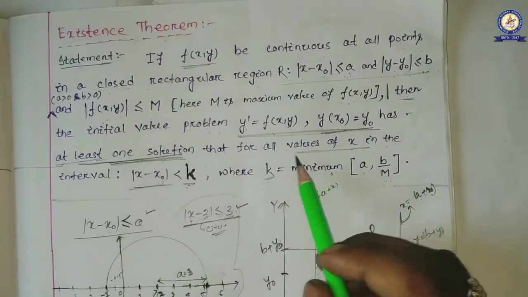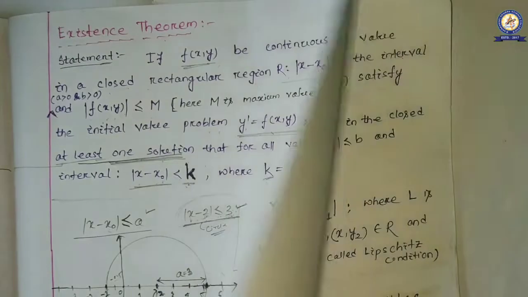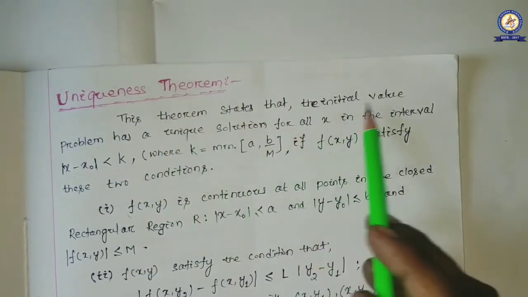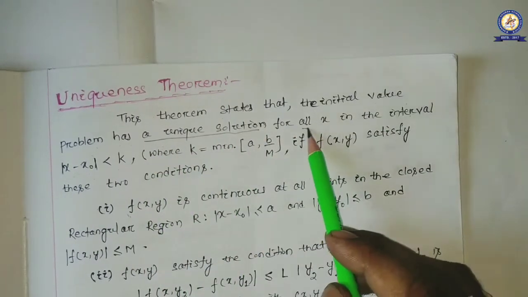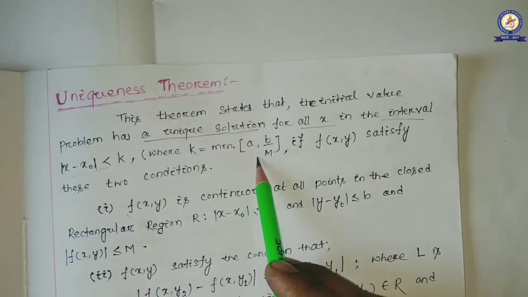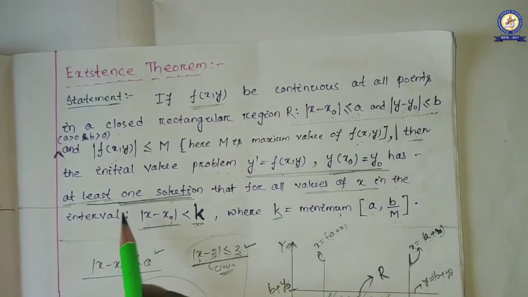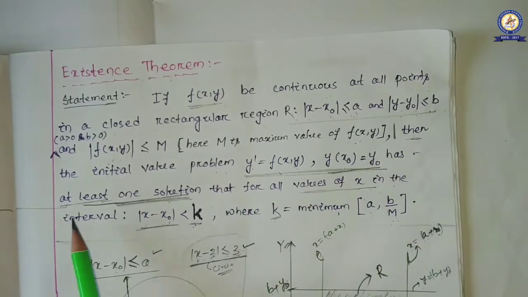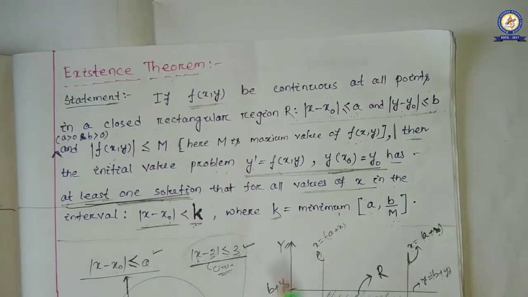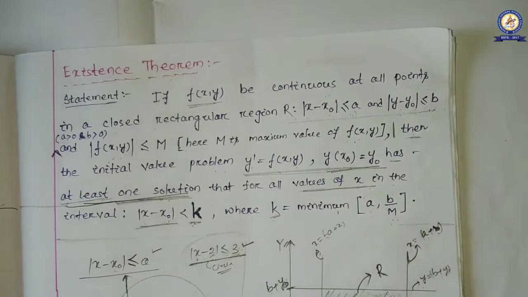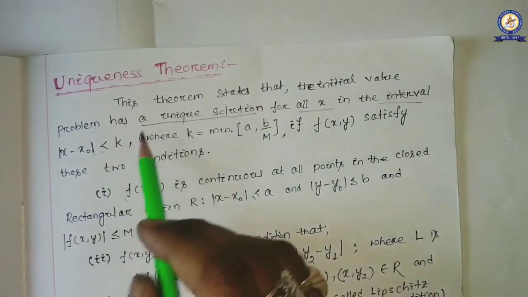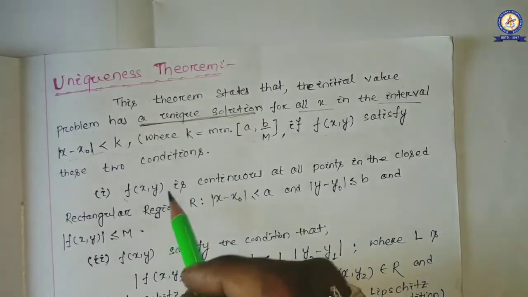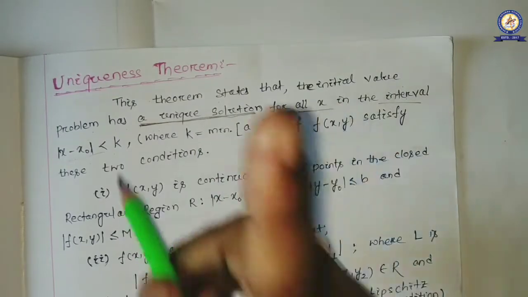So here, if you read these two lines, you can see this theorem, that means the uniqueness theorem, states that the initial value problem has a unique solution for all values of x in this interval, where k is this one. Again, if we recheck the existence theorem, if this condition is satisfied, then this initial value problem has at least one solution for all values of x in the interval |x - x0| < k. Here the initial value problem has a unique solution. So according to the uniqueness theorem, the initial value problem has exactly one single solution.